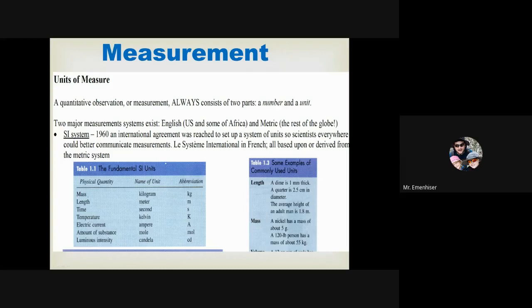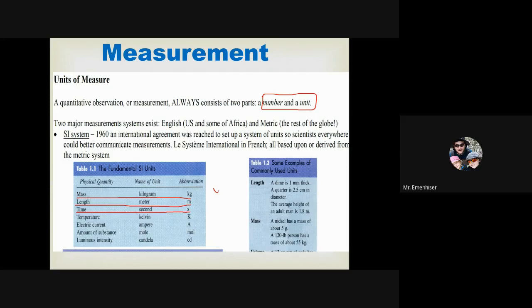All right, measurement. Remember that a measurement always consists of 2 parts. Here's a good test question. A measurement always has a number and a unit. Okay, and here are some of our main units. So for mass, the kilogram. For length, the meter. For time, the second. And we didn't talk about the rest of this, and that's okay.